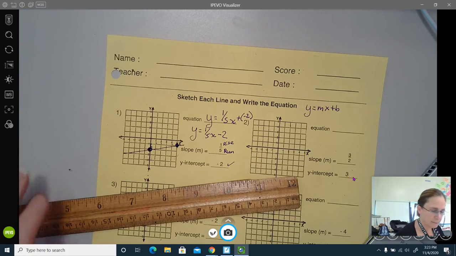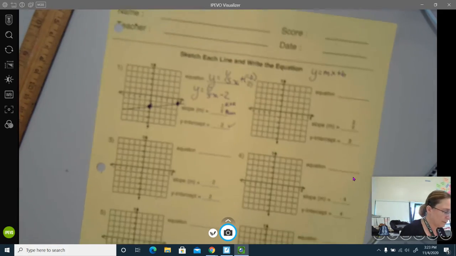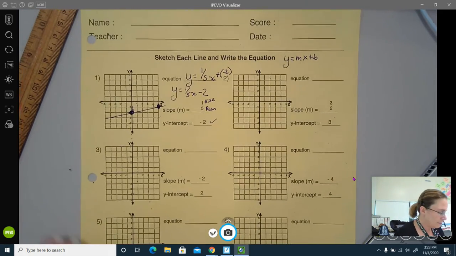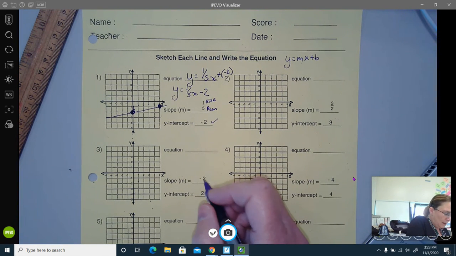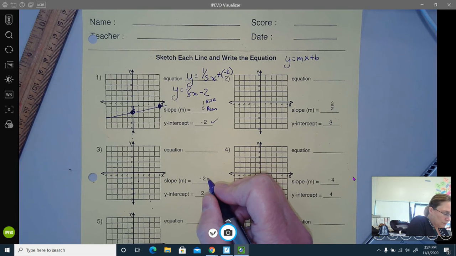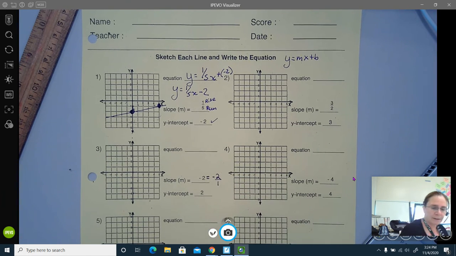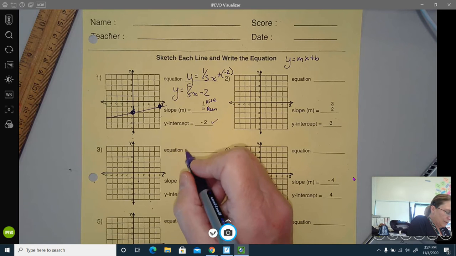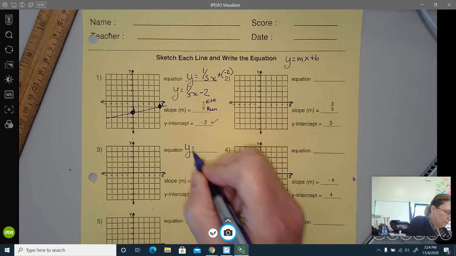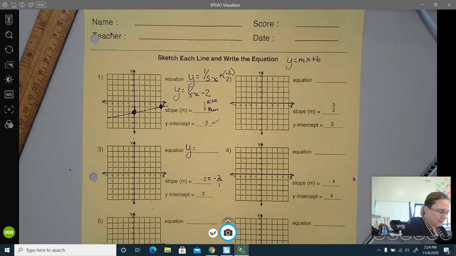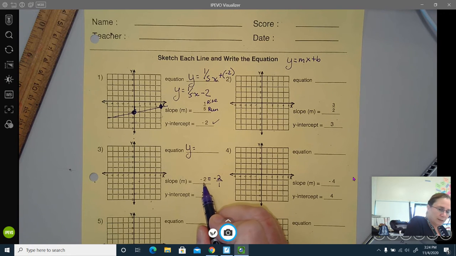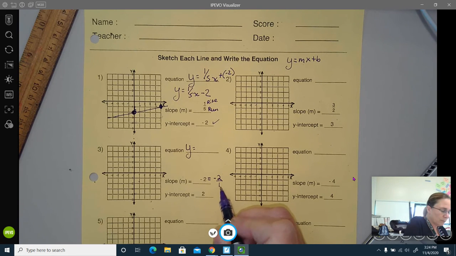Okay, so I did that one with you. I'm going to do number 3 as well. So same thing. If I have a slope of -2, that is the same thing as saying -2 over 1, because anything over 1 is just a whole number. So we start to build our equation. Starts with y equals. Next comes the slope. You can put -2 or you can put -2 over 1. They are equivalent.